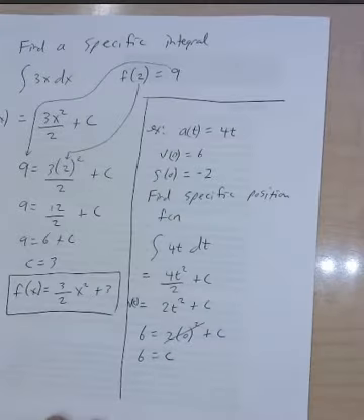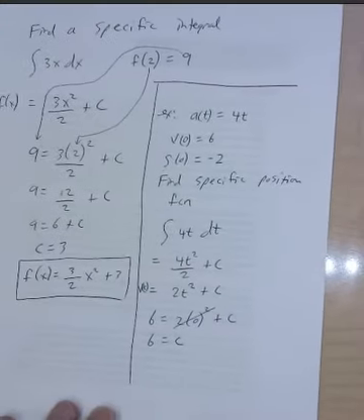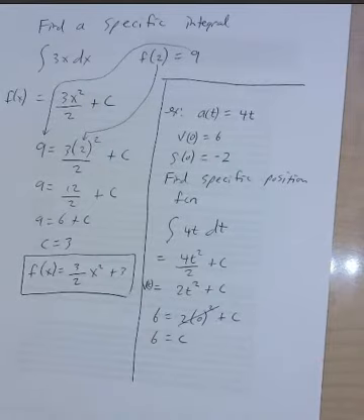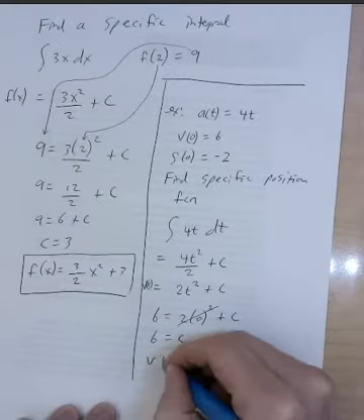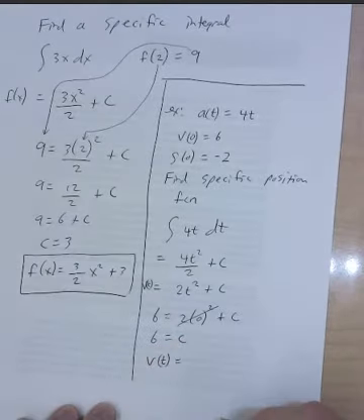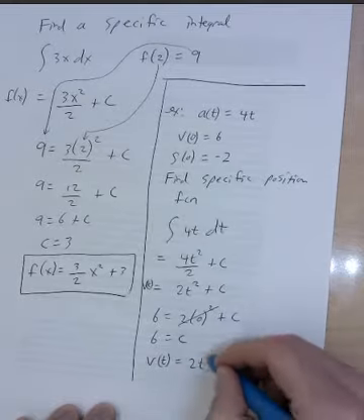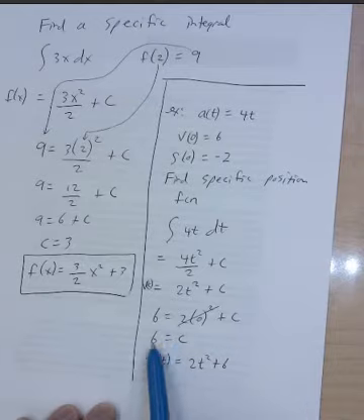So now we're prepared to write our specific what function? Position function. Not yet position. We can write our specific velocity function right now, right? We can plug it back in. So v of t equals what? 2t squared plus 6, because we just found out that c was 6, so we're going to put that right there. So that's our velocity function.